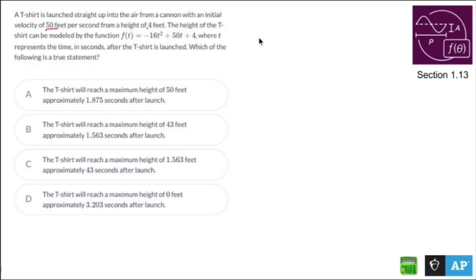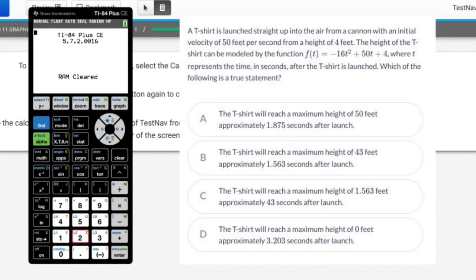So we have ourselves a quadratic. It's going to look like this. And what I need to do is use this information to run to a calculator and find out which of these statements are true. So be right back. All right, so we got the old traditional launching t-shirts in the air type problem.